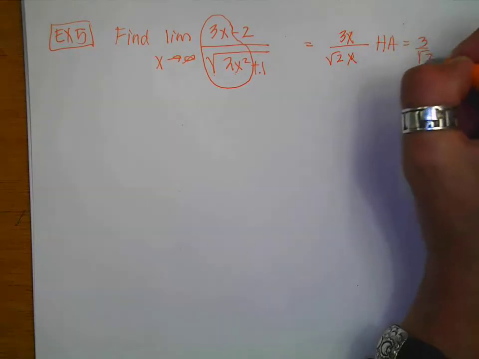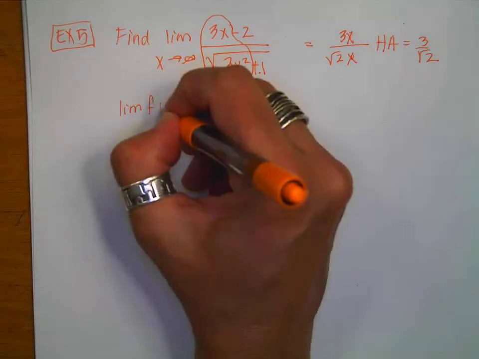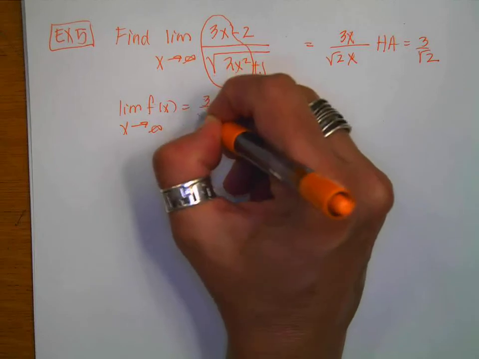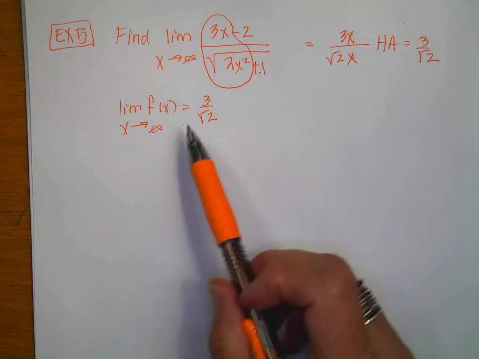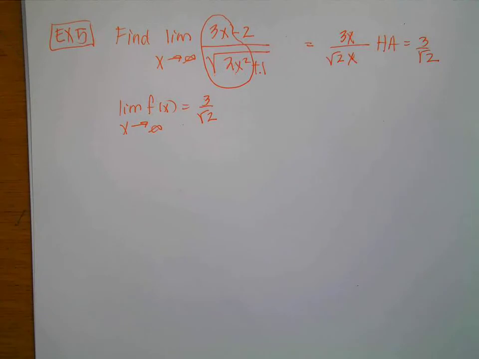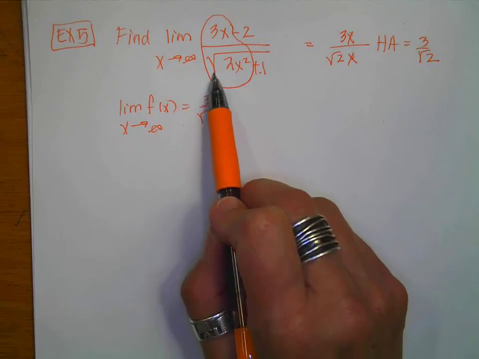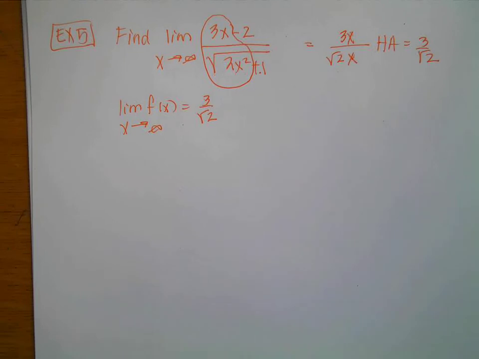So then that means that my horizontal asymptote is going to be 3 over radical 2. So then I would write the limit of f of x as x approaches infinity is going to be 3 over radical 2. And as long as all of your work is apparent, they will know how you got to that answer. So always make sure that you're looking at your leading terms, and if it says to take the square root, just take the square root.